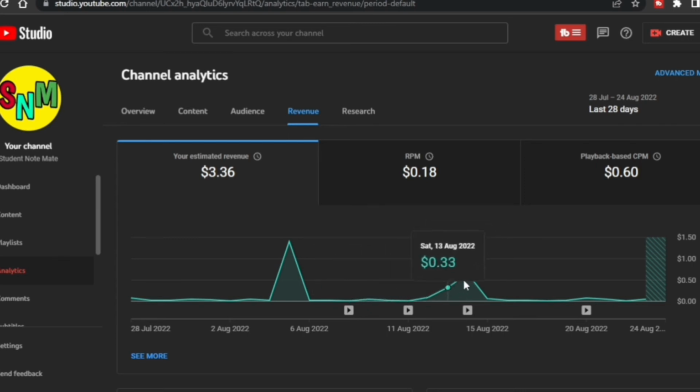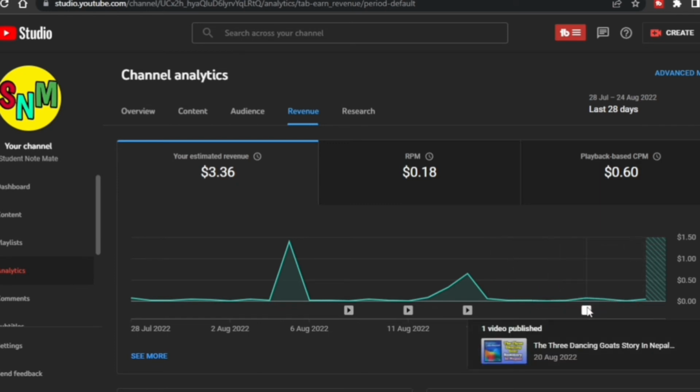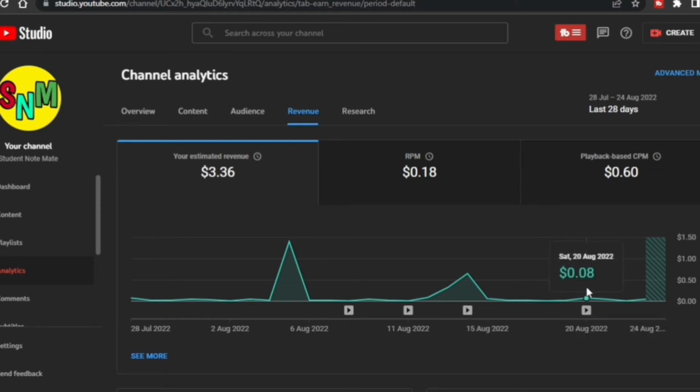And here you can see my money increased, not by a huge amount but a little bit. On 13th August I managed to get $0.33, and on 14th August I managed to get $0.66. In this period I got a slightly higher number of views compared to the previous one, so that's why there is a peak over here. And you can see the revenue then went back to normal as usual. I uploaded one video on 20th of August, and that video and my other previous video made me $0.08.